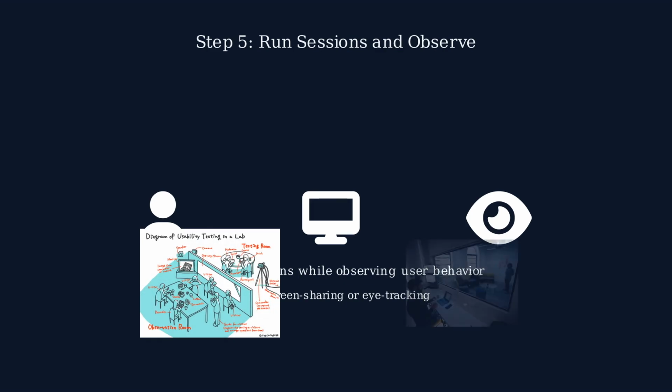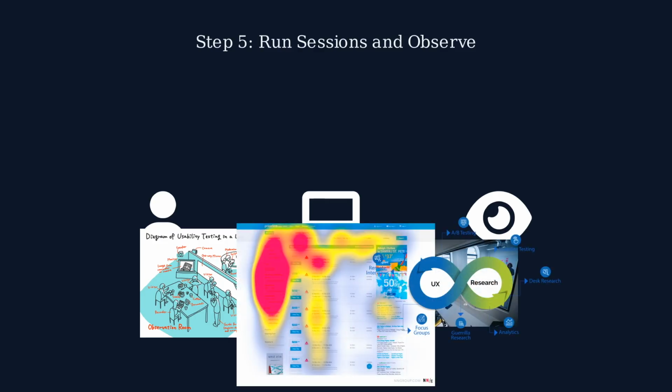In a lab setting, you might use a one-way mirror for observation, as shown in this diagram. Or in a remote office environment, collaborate virtually with participants. For example, testing a flight booking site like this one from Priceline, you'd watch how users navigate search results and complete purchases. The infinity loop reminds us that observation feeds back into the research process for better iterations.